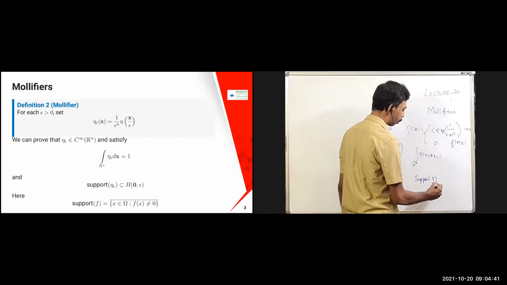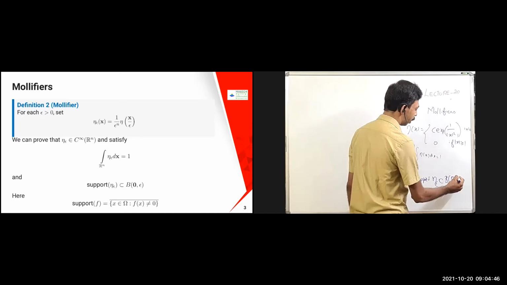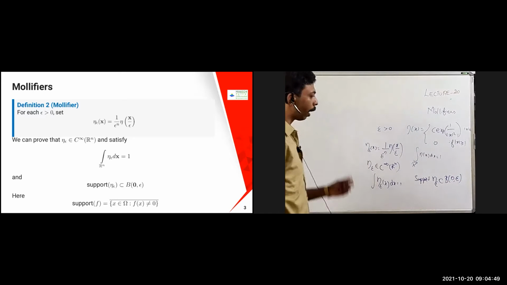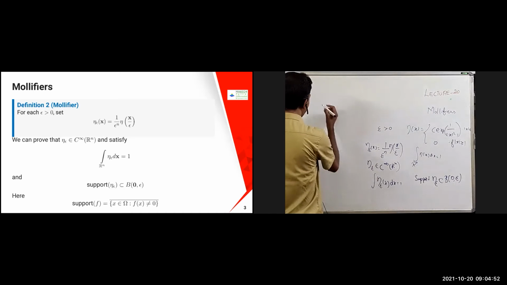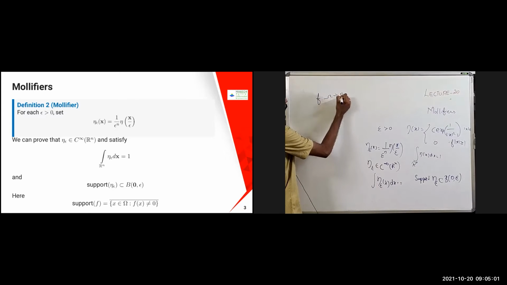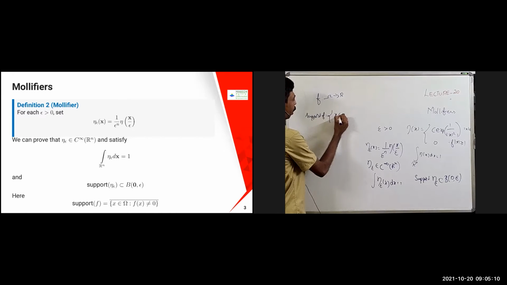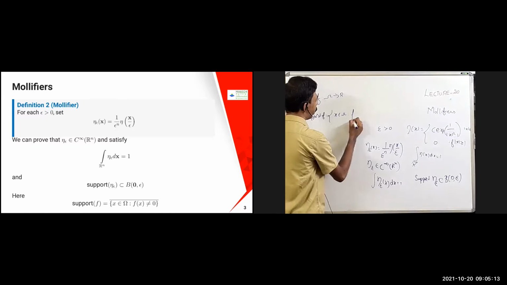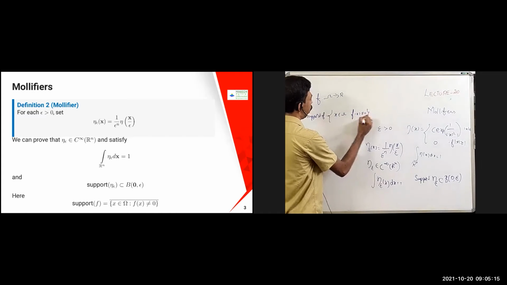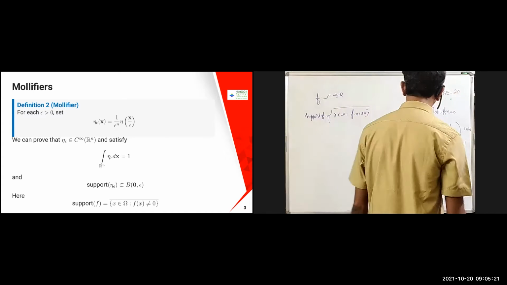Other observations you can have is that the support of eta epsilon is going to be a subset of B of 0 comma epsilon. What is the support of f? Suppose f is a function from some set omega to R. Then the support of f is the set of all x belonging to omega such that f of x is not equal to 0, and take the closure of it. That is called the support of the function f.